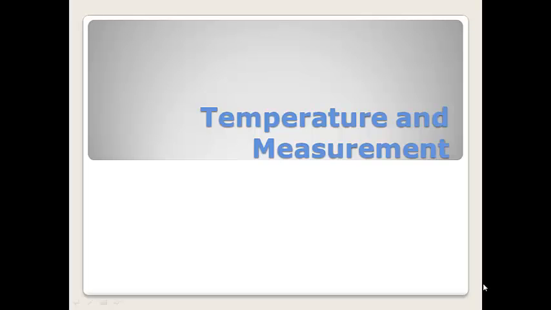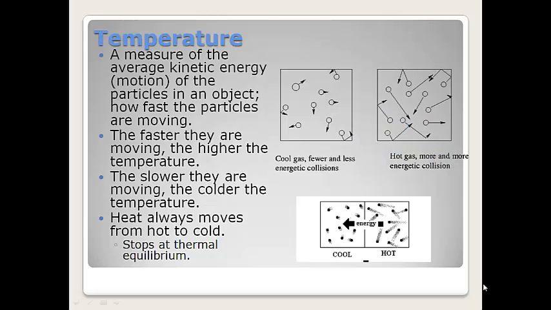Temperature and measurement. Temperature is a measure of the average kinetic energy of the particles in an object. Kinetic energy is the energy of motion or movement. It tells us how fast the particles are moving and how much energy they have because of their movement.